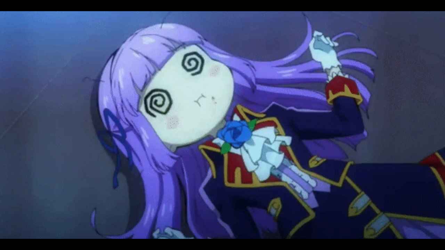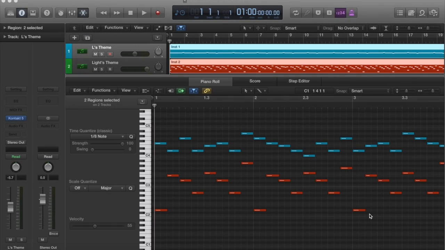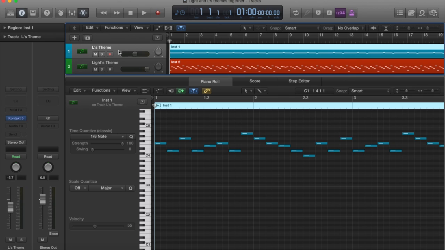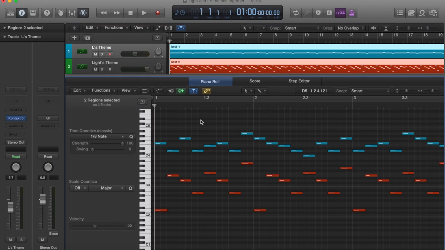Okay, so that was a lot of numbers and theory. So let's look at something a bit easier to see and hear. This is my DAW, or digital audio workstation, and what I've done is transpose L's theme down to the key of Light's theme, normalized their rhythms, and played them at the same time. Light's theme is in red below, and L's theme is in blue above. I'll play it and let you guys watch the notes, and then briefly talk about it.